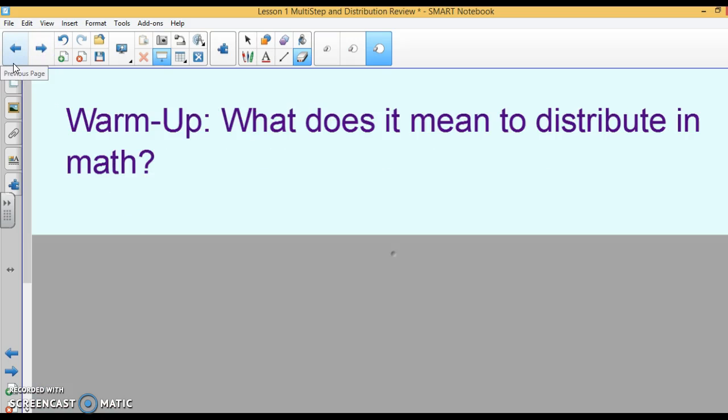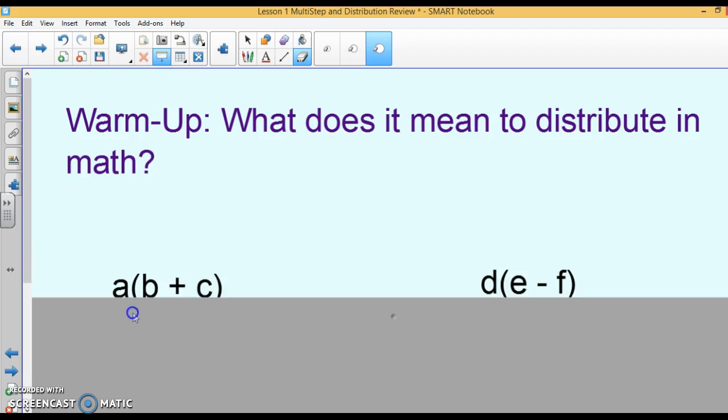So for the warm-up for this lesson, it's just a question about what does it mean to distribute in math. Before PSSAs, we did a few examples where we were talking about distributing. So I just want you to get in your head an idea of what that may look like. If you had to explain it to someone, how would you explain it to them?